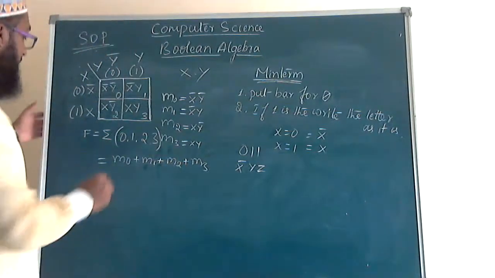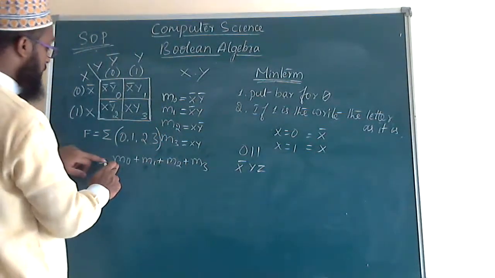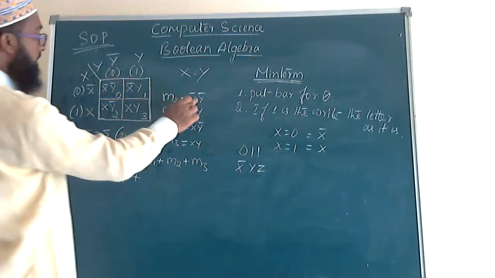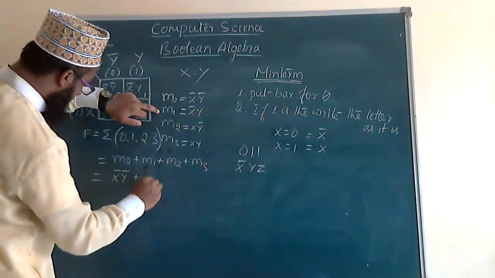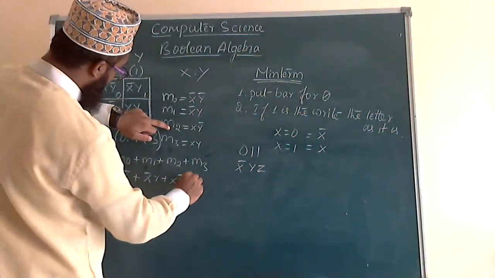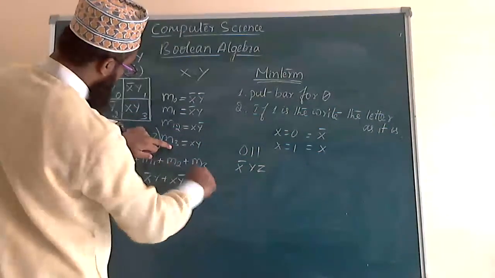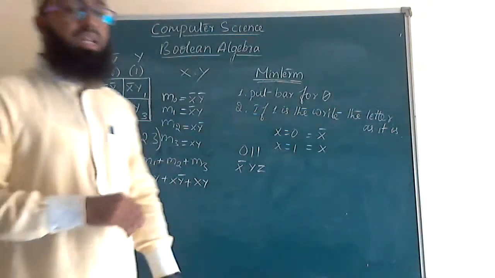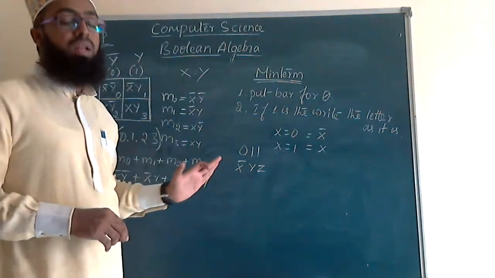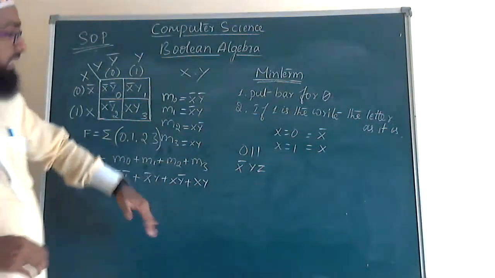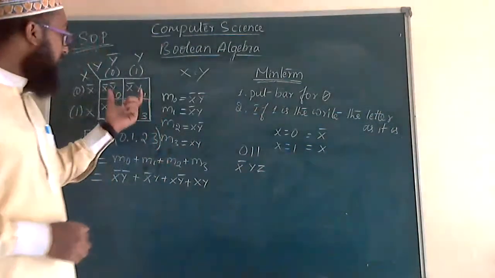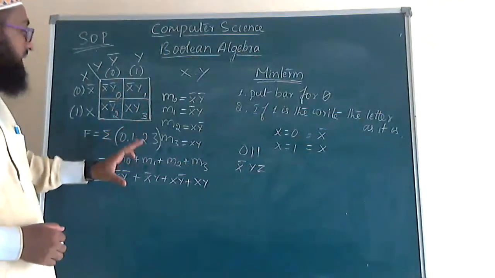Now write down the expression. For m0, x bar y bar, plus. For m1, x bar y, plus. For m2, x y bar, plus. For m3, x y. Like this, we can get an expression for the Karnaugh map. This is just an example I have shown you. Later, we will discuss how we can get a particular expression.